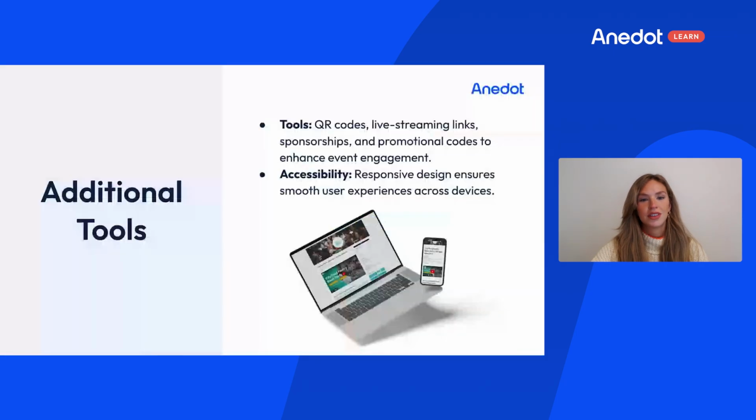Additional tools. So these pages allow QR codes. Any type of action page that you create within Anedot has an automatically generated QR code when you click share. This also allows live streaming links, sponsorships, and promotional codes to enhance event engagement. So there's a lot of tools within the builder that you'll see. And when we look at a few page examples later on, we'll see some sponsorships as well as the promo codes within the action page builder for the event pages.